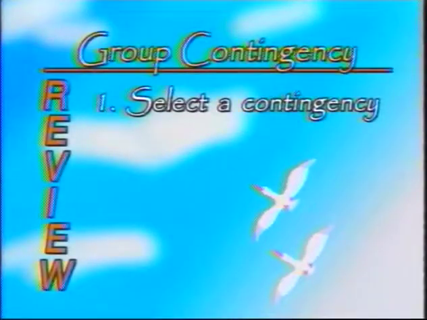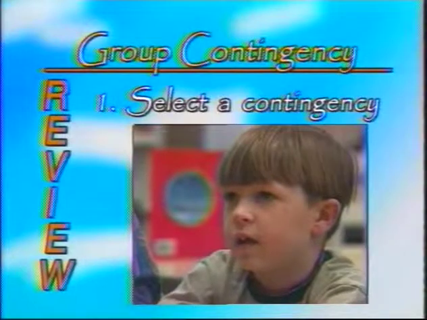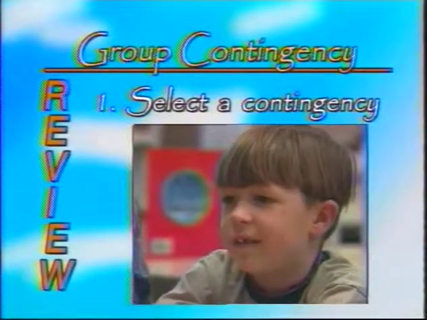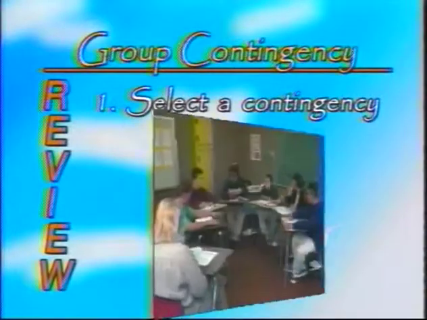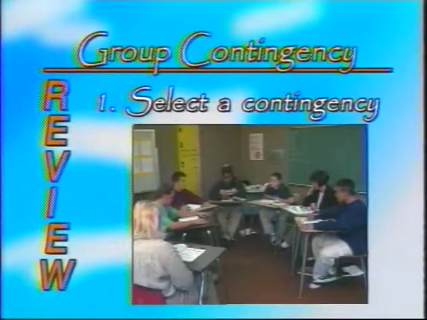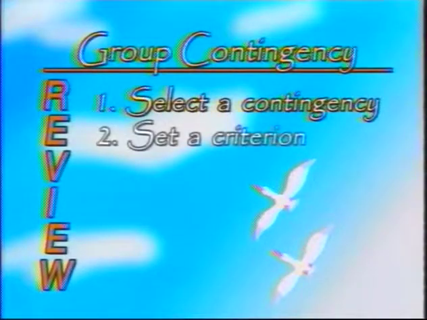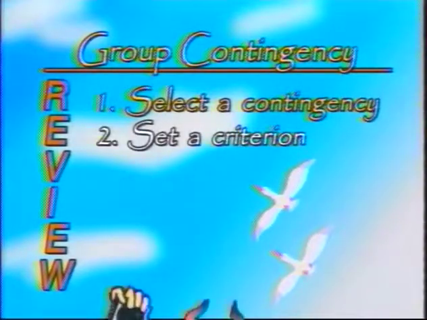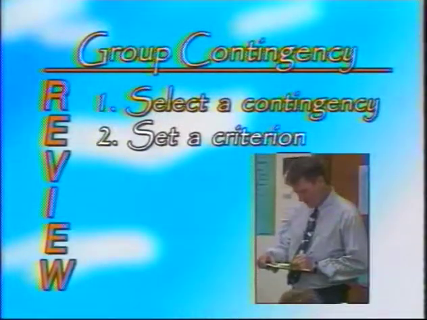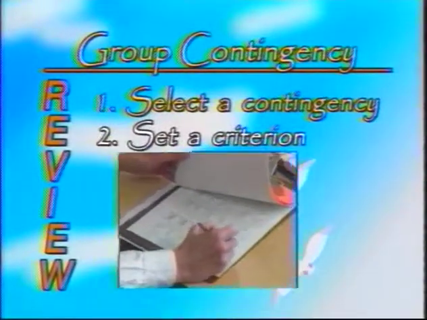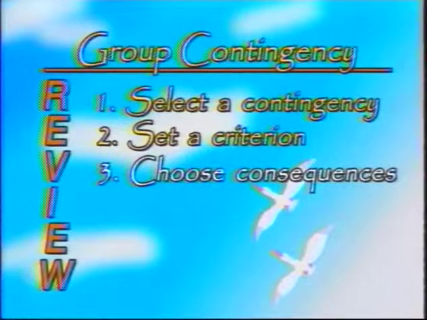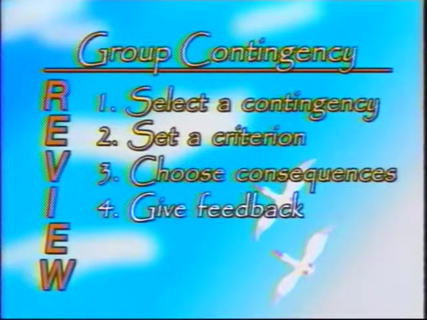Begin by selecting a group contingency. If you're wanting to work with just one student on a problem behavior, an individual contingency works best. To improve behavior or academic motivation for an entire classroom or group, a collective contingency is most useful. Next, set the criterion. This includes identifying an observable and measurable behavior, recording data, and setting the criterion. Then choose consequences. Finally, give feedback so students can monitor their performance. Any questions, Thor?